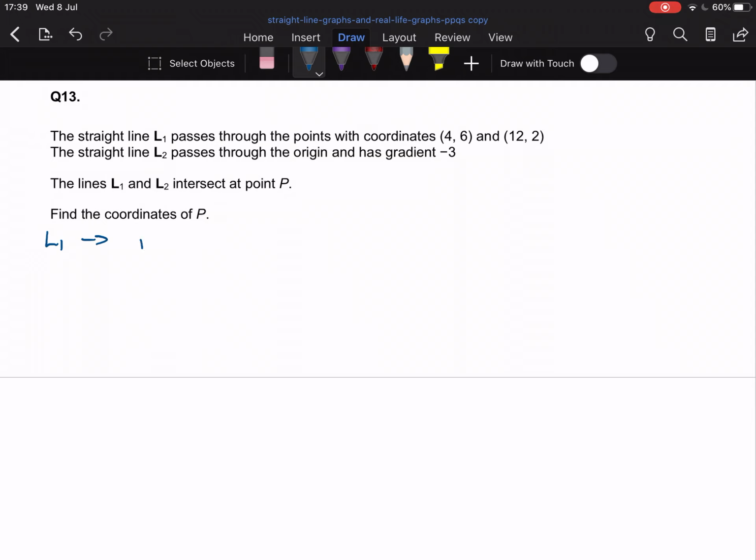So the gradient of L1 is equal to, again, difference in y over difference in x. So I'm going to subtract the y coordinates, so 6 take away 2, and I'm going to subtract the x coordinates, so 4 take away 12. Let's see what we've got here. I'm getting 4 over -8, like that. If I simplify this, it's going to be -1/2. So this is the gradient of L1.